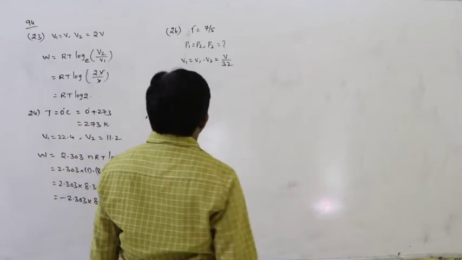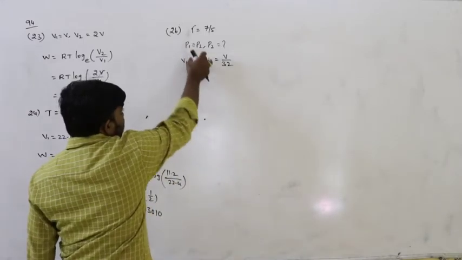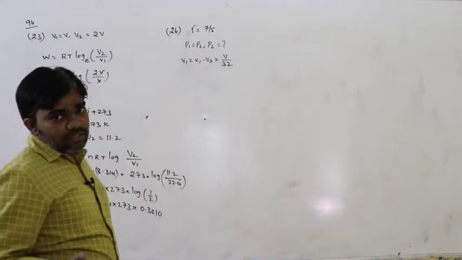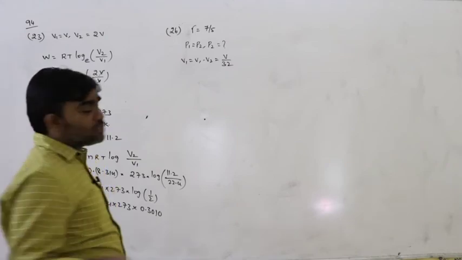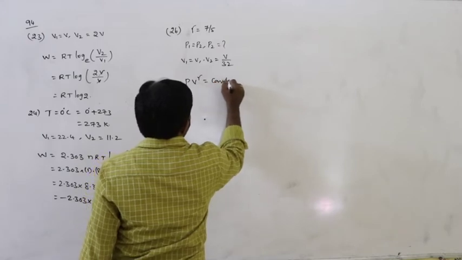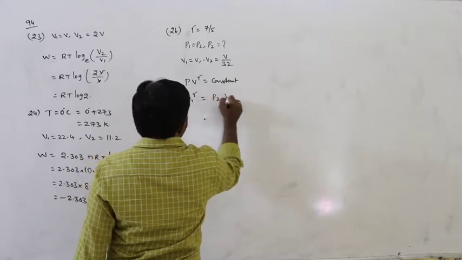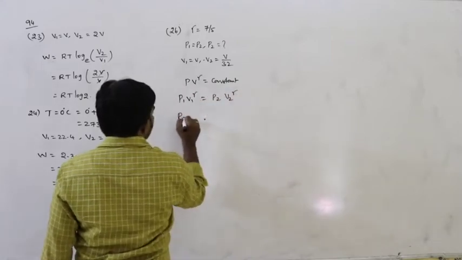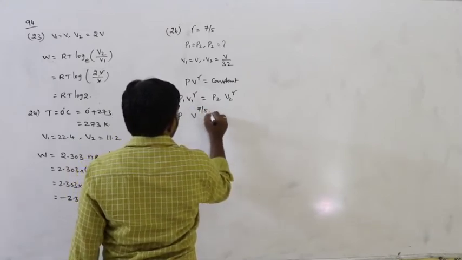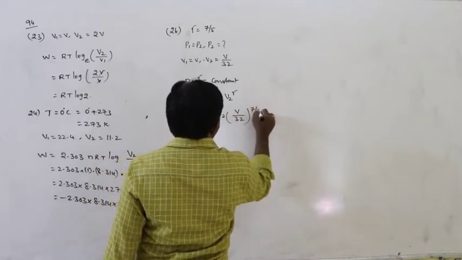What are the variables here? Pressure and volume. Just write down the given data. So P, V and gamma are given. What is the adiabatic relation between pressure and volume? That is PV power gamma equals constant. So P1 V1 power gamma is equal to P2 V2 power gamma. P1 is P, V power gamma, gamma is 7 by 5, and P2 with V2 is V by 32, whole power 7 by 5.